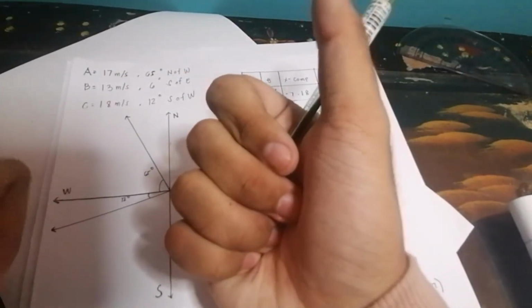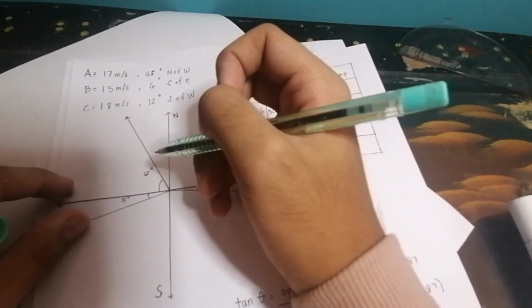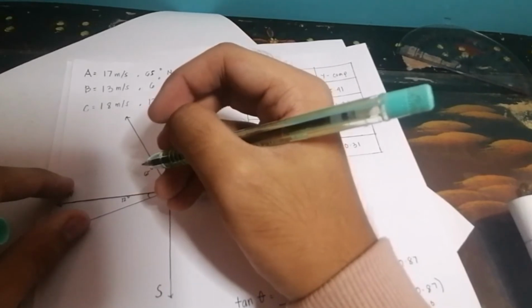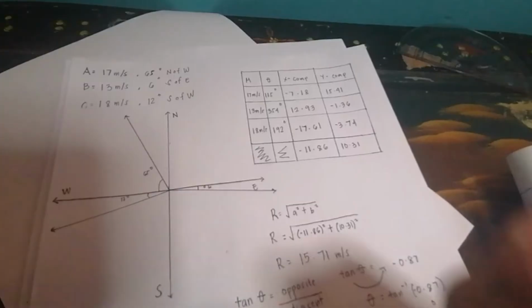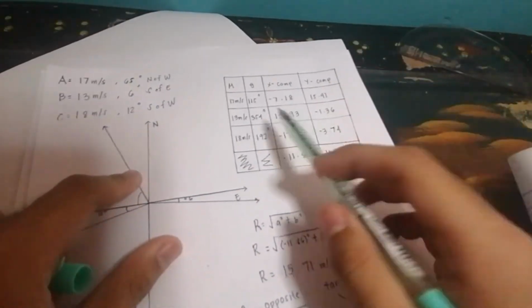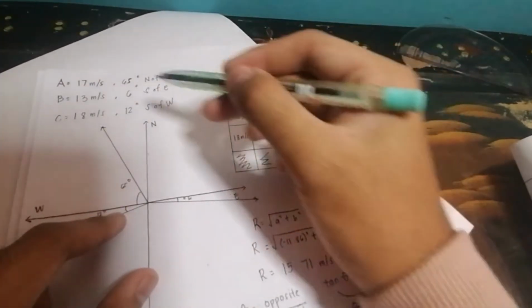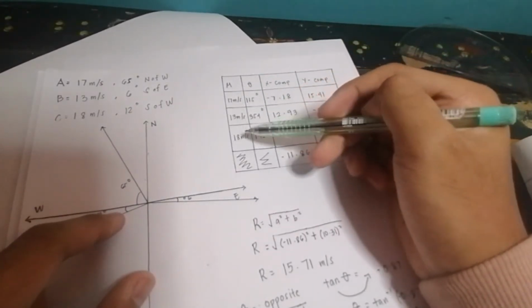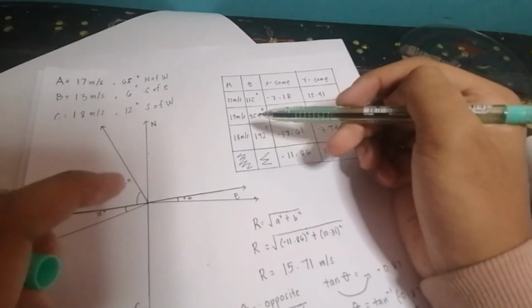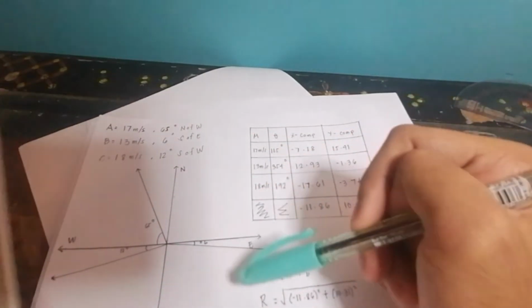Okay? So vector A is 65 degrees north of west, vector B is 6 degrees south of east, and vector C is 12 degrees south of west. And then we create a table like this. To get the magnitude, just copy all the vectors: 17 meters per second, 13 meters per second, and 18 meters per second. To get the theta, first, we're going to go back to the graph and use the calculator.